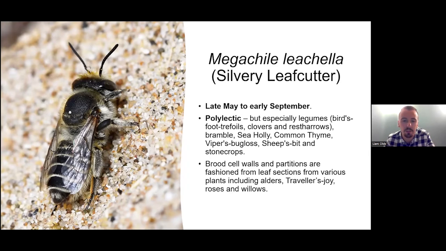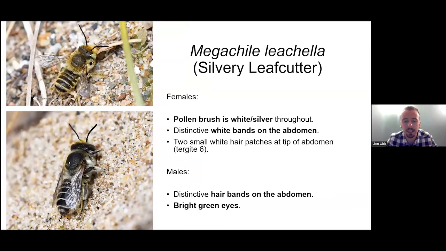And again, they use various plants in order to line their nests, but quite often it'll be things like alders. They'll use traveller's joy, what's also known as old man's beard, I think, isn't it? Roses, willows, all manner of things. I don't think they're particularly fussy, a lot of these leafcutter bees, when it comes to what leaf sections they want. The males, I'll start with the females actually.